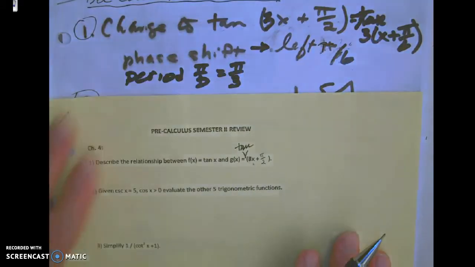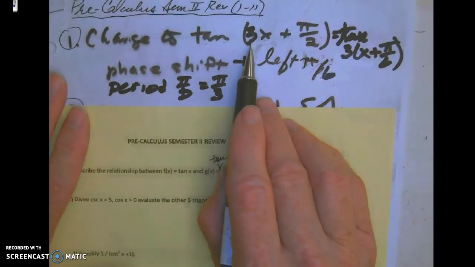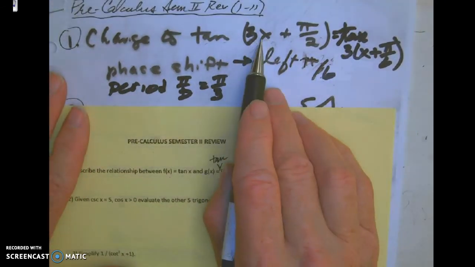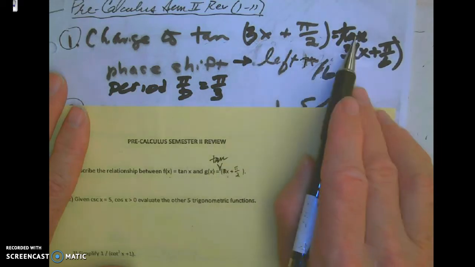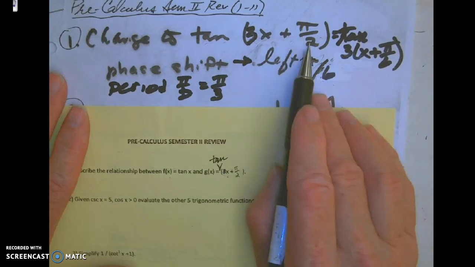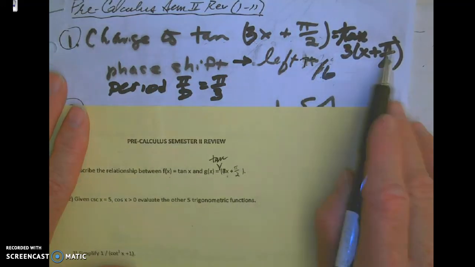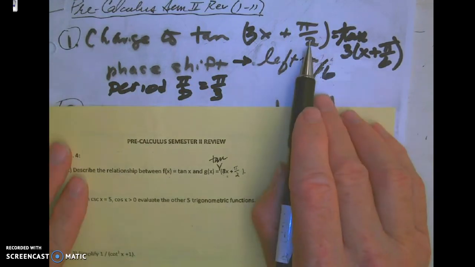For this very first one, I have to factor out the 3. You never want to have a number in front of x other than 1 inside the parentheses. So when I factor it out, it equals the tangent with 3 pulled out, and I have an x right here, and then I take pi over 2. And when I factor out a 3, I get pi over 6. In other words, 3 times pi over 6 is pi over 2.